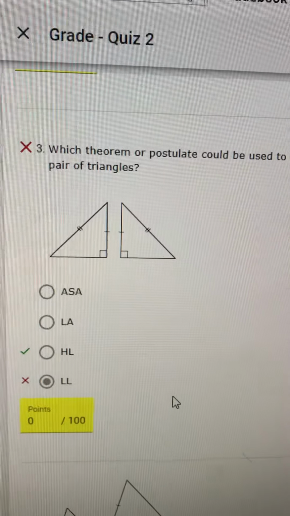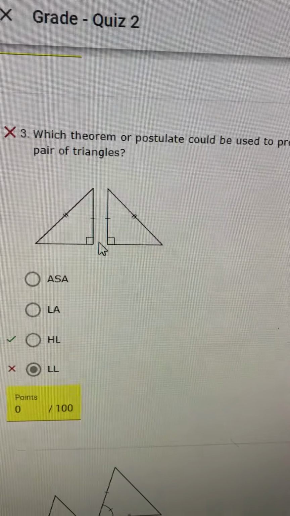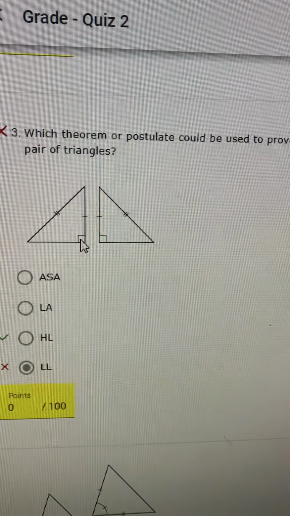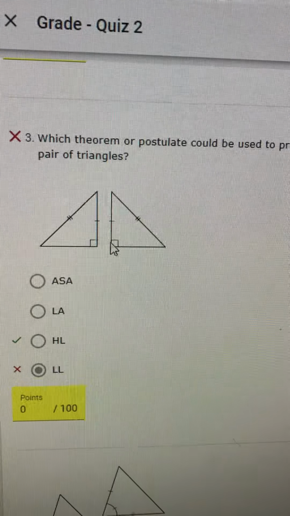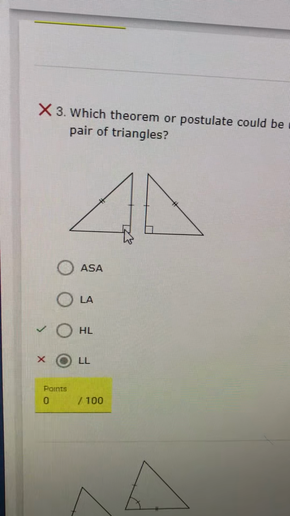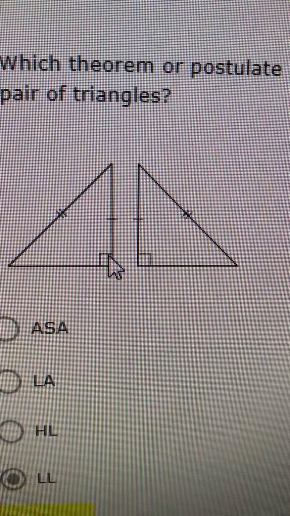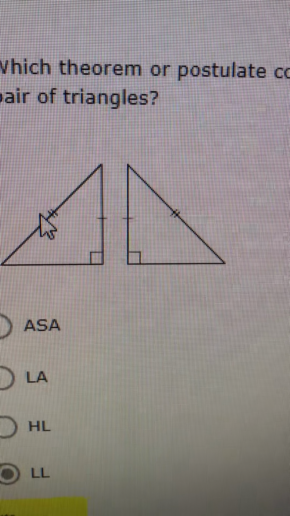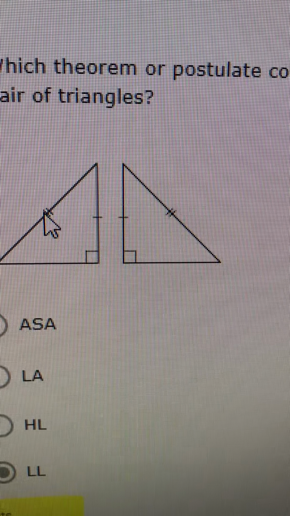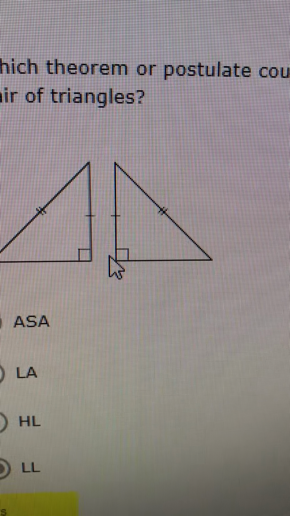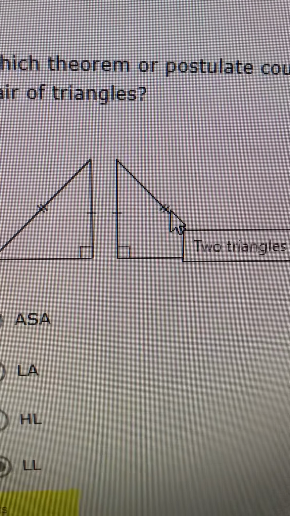Okay, here's another one. Which theorem or postulate makes these congruent? Right away I see that they're right triangles, so I know it's going to be one of those HL ones. This little symbol right here means that's the right angle, and it's kind of like an arrow pointing this way and that way. The side that it's pointing to is the hypotenuse. Just think of it as the end of an arrow pointing to the hypotenuse.